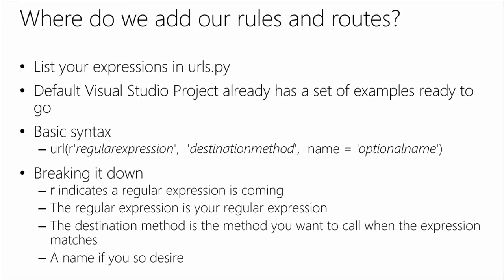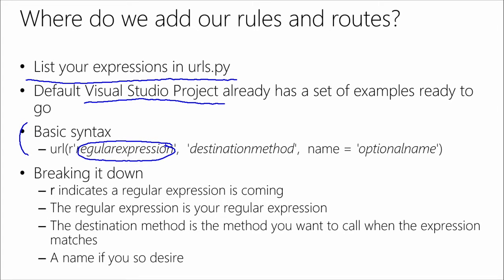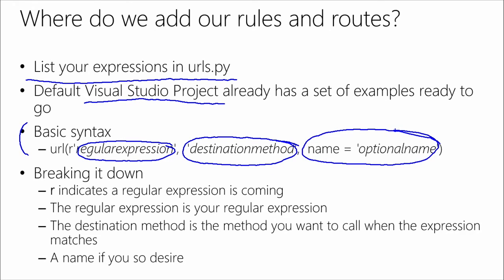OK, so let's get in and actually do it. How do we actually add in our rules and our routes? Well, what you're going to do is list all your expressions inside of urls.py. Your default Visual Studio project is going to have a whole set that you could go ahead and use. And here's the basic syntax. The basic syntax is whatever your regular expression is, whatever the destination method name is that you want it to call, the actual code, and then you can also give it a name if you so desire.